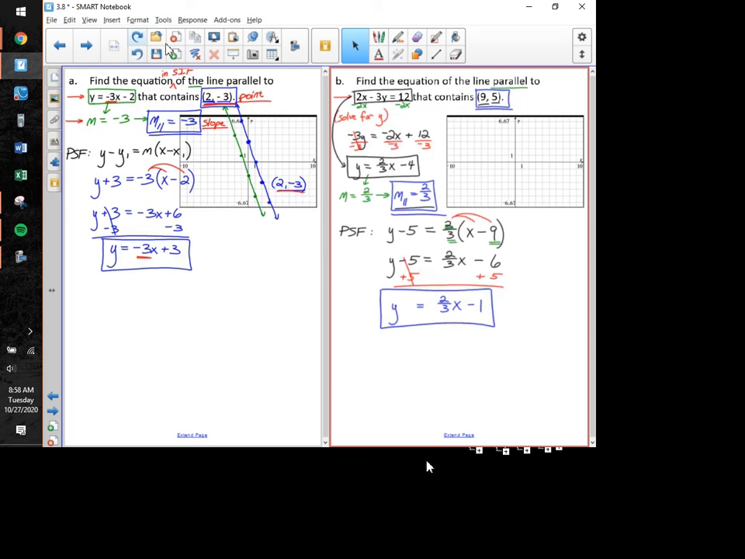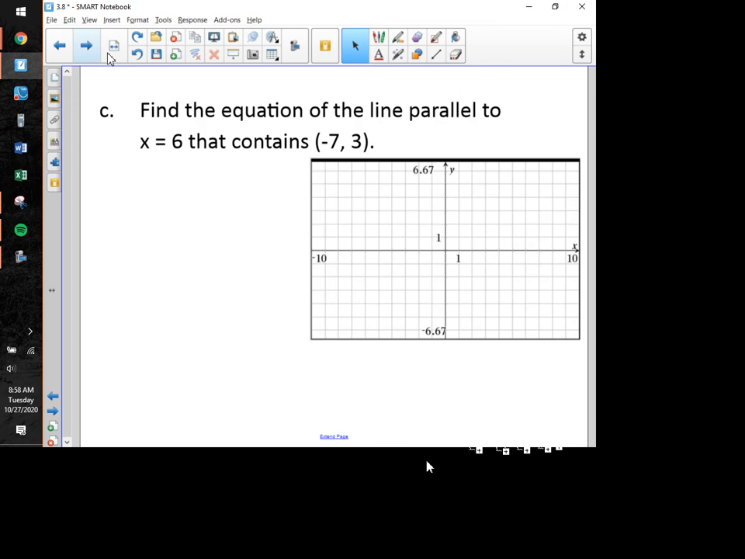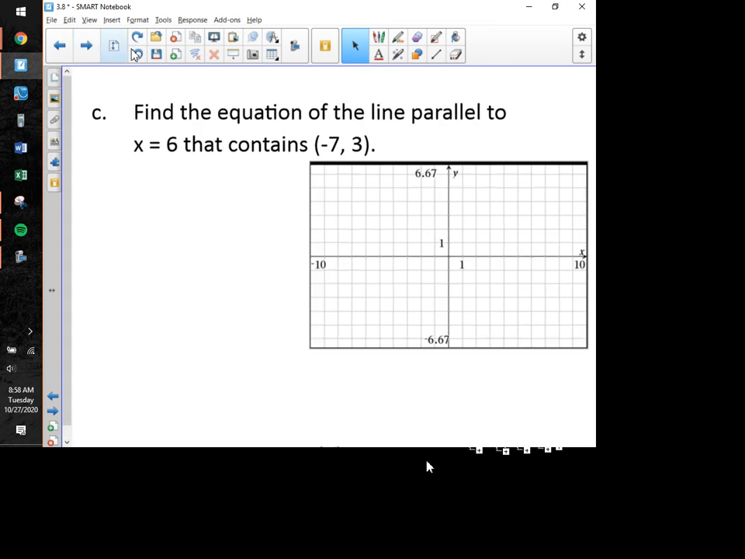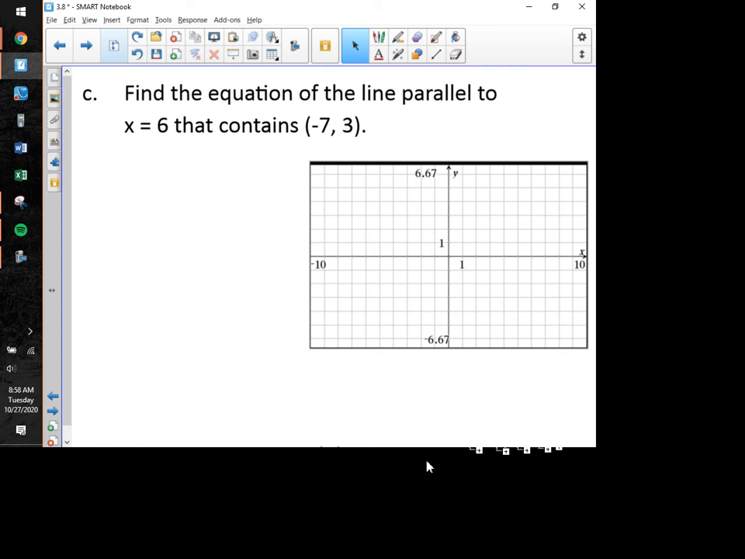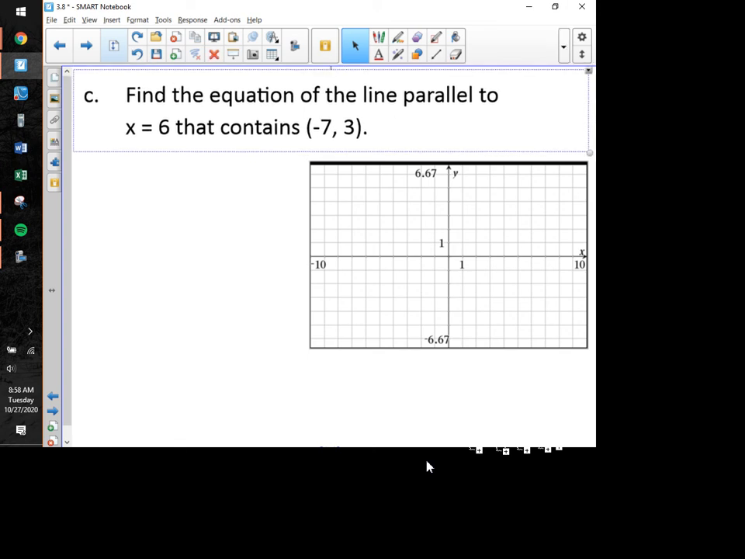Okay, let's go back to a single page view and let's move on to this example right over here. All right. And this one is the same but different, everybody, which is just a fun thing to say. We're now going to find the equation of the line, again, there's only one, parallel to x equals 6, that contains the point (-7, 3).